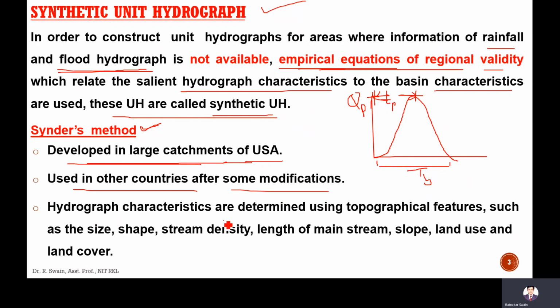The hydrograph characteristics I mentioned, the peak discharge, time to peak, and base time, are determined using topographical features such as the size of the catchment, shape of the catchment, stream density, length of the main stream, slope of the catchment, and land use and land cover. Land use and land cover means whether it is forest cover, barren land, farmland, or urban land.